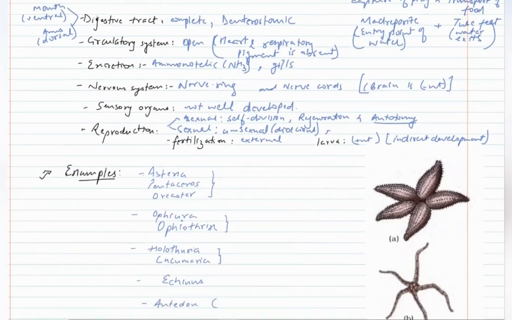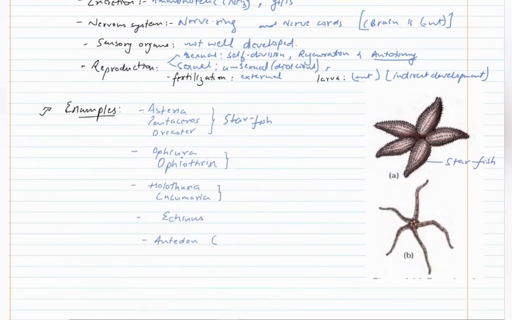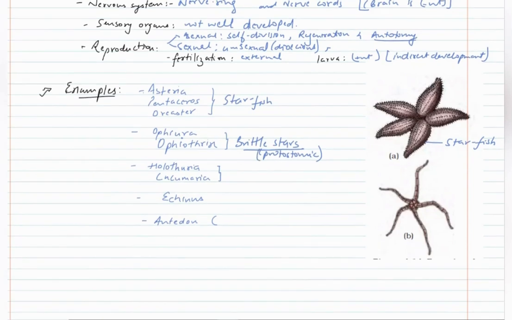Now, talking about the examples, we have Asterias, Pentaceros, and Oreaster. They are all known as starfish. This is a starfish. Ophiura and Ophiothrix are known as brittle stars. Brittle stars are the only members which are protostomic. Rest all members are deuterostomic. Holothuria and Cucumaria are known as sea cucumbers.